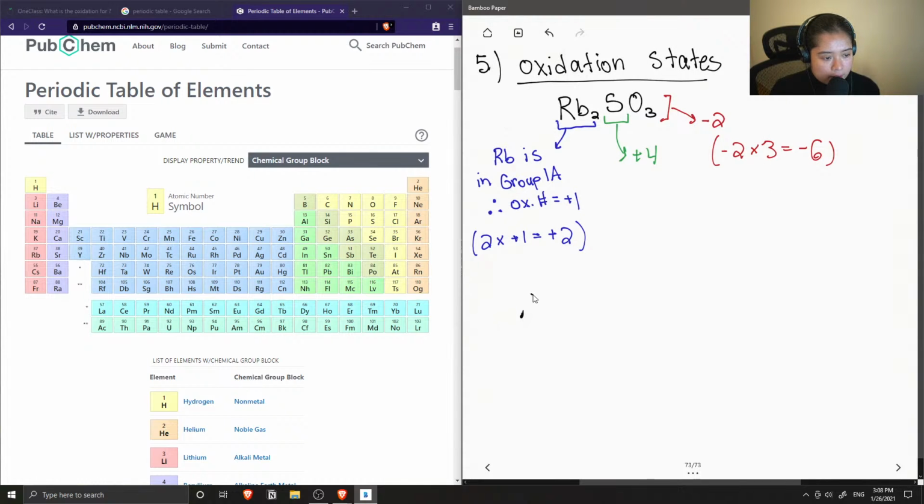Okay, so again, I'll just write down the oxidation states down here. Rubidium has a +1 oxidation state because it's in group A. Oxygen is not in its peroxide form, so its oxidation state is -2. And then we calculated the oxidation state of sulfur to be +4.